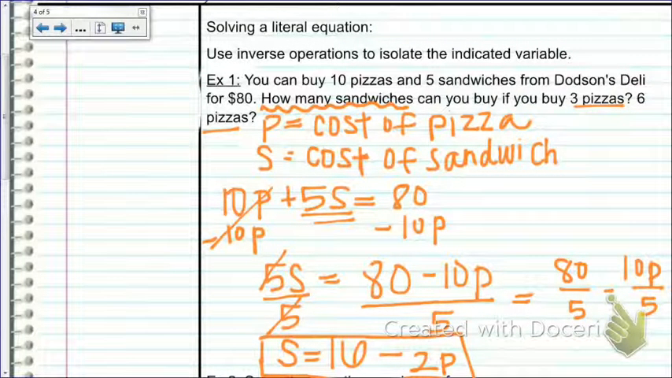How does this make it more efficient to solve the second part of the question? So now we're going to plug in 3 for p and 6 for p. How does what we just did make it faster to do the second part of the equation? You don't have to keep figuring what s is. Yeah, we don't have to keep figuring out what s is. Now we can just plug in numbers for p. So you guys ready to do that? Okay.